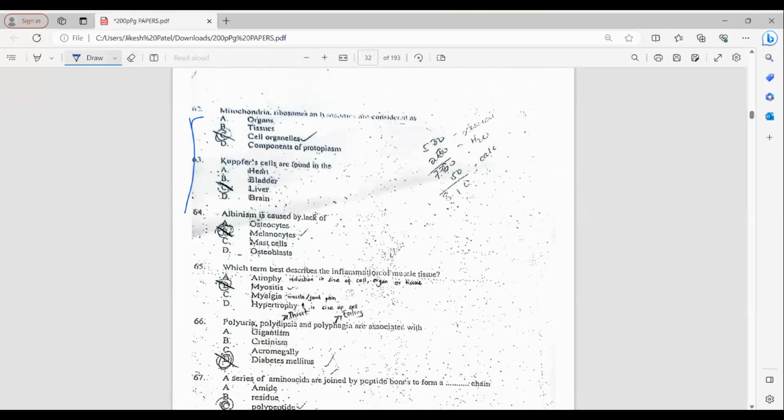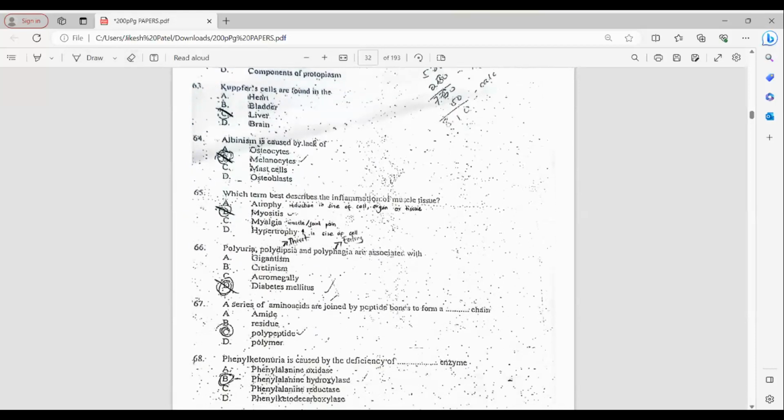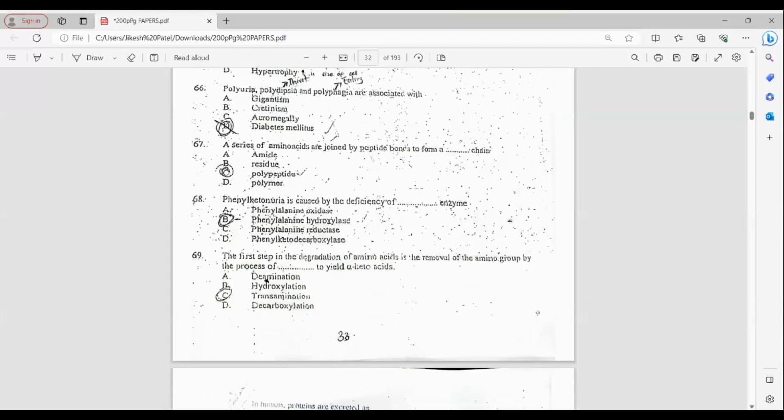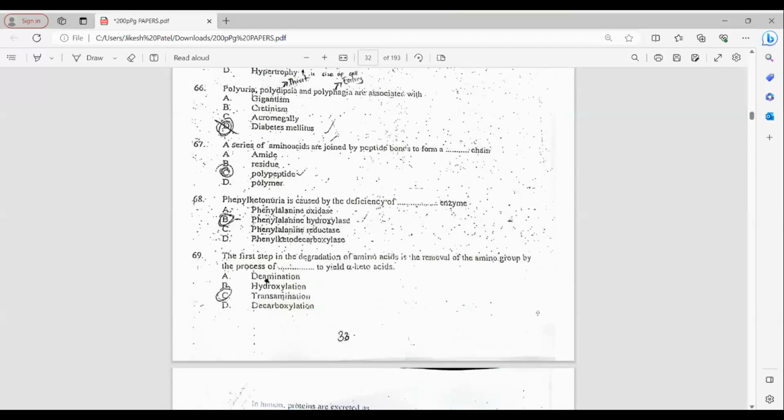Mitochondria, ribosomes are cell organelles. They are considered cell organelles. Kupffer cells, we just saw them right now. Hepatic Kupffer cells. Is it Kupffer? Albinism, lack of melanocytes. Other ones, polyuria, polydipsia, we'll do that later. A series of amino acids are joined by peptide bonds to form a polypeptide, right?